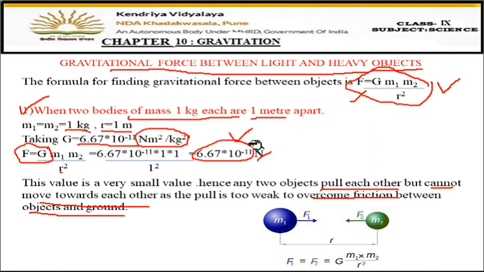So as the force is very weak, both of them are pulling each other but none of them will move from their place. So we can say that this force of attraction is too weak to show any kind of acceleration in the bodies. Fine. So this is the first case.